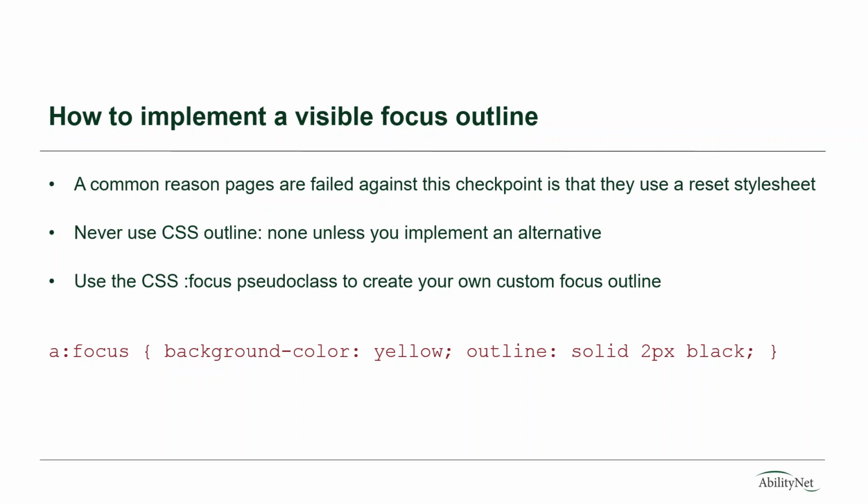Now, what you can use in addition to the default browser outline is the CSS focus pseudo class, which allows you to create your own custom focus outline. I've given some example CSS here. That just, in this case, assumes a link and an element receives the focus. It will provide a background color of yellow with a solid black 2-pixel outline around it. So that's a very visual cue that this is the current link. As soon as you tab away from it, something else will have the focus and this will return back to its default state. So that's just a quick overview of the importance and how to test for a visible focus outline.